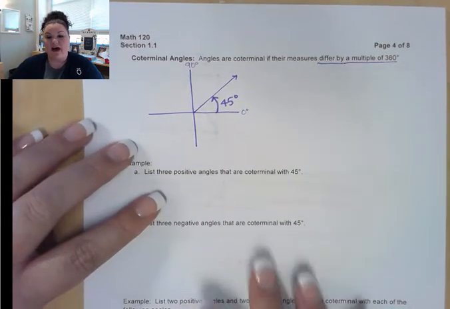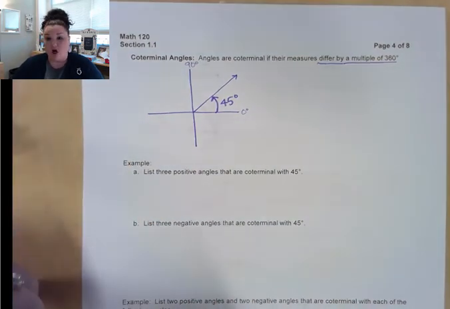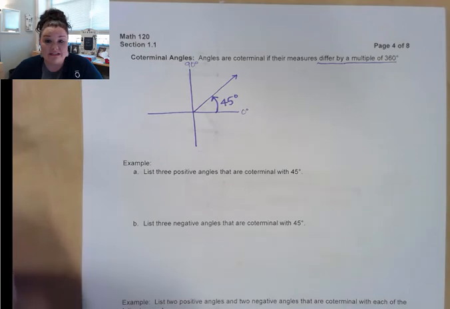Okay, so if I have this and I want to find a coterminal angle, that means a coterminal angle would be one that differs by 360 degrees.